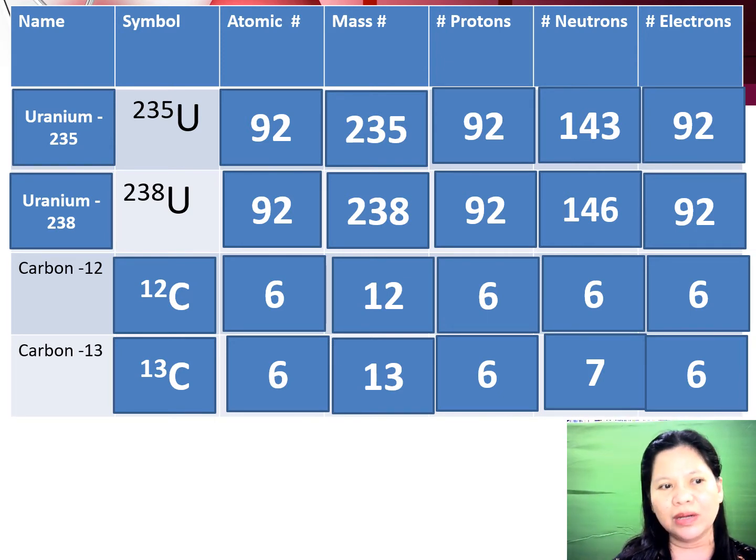Now, if you are going to look at the examples, what differs is the mass number and the neutrons. Look at uranium-235 and uranium-238. The mass number is 235 and 238. The neutrons of the first one is 143, while the second one is 146. For carbon-12 and carbon-13, the mass differs. Carbon-12 is 12 and carbon-13 is 13, while the neutrons is 6 and the neutron for carbon-13 is 7. So that is isotopes.